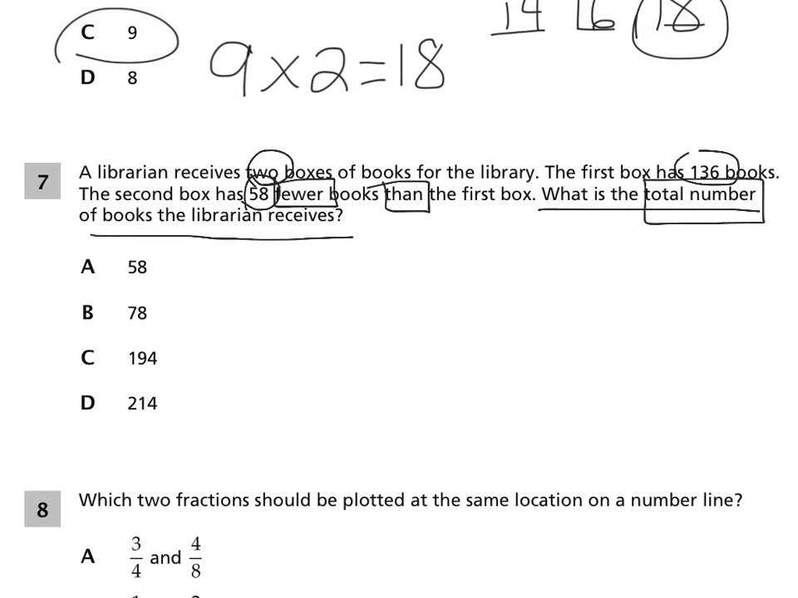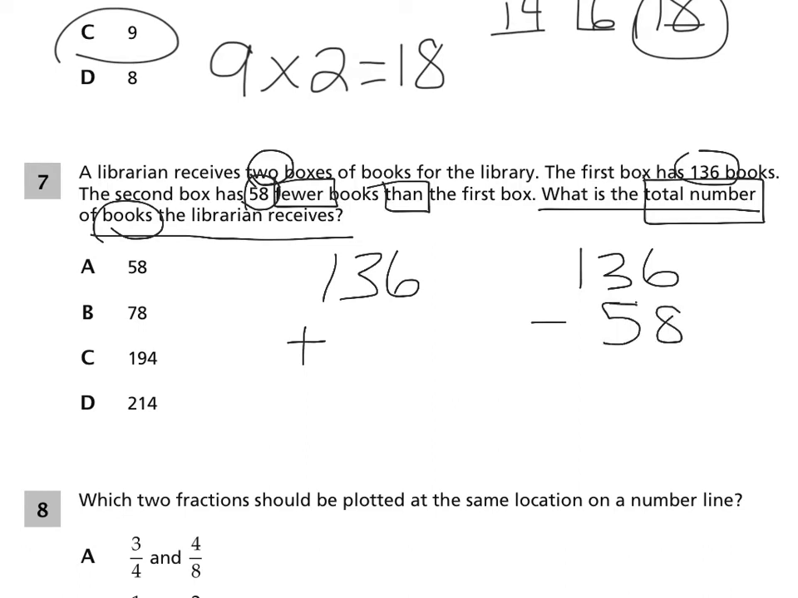So we're looking for total. Total meaning that we're going to have to add. So we need to add the first box with the second box, but there's a hidden question here. We don't know the second box yet. We have to find that out. But we know the second box has 58 fewer than the first. Well, we know the first. 58 fewer would mean less. So we need to make that number smaller with subtraction.